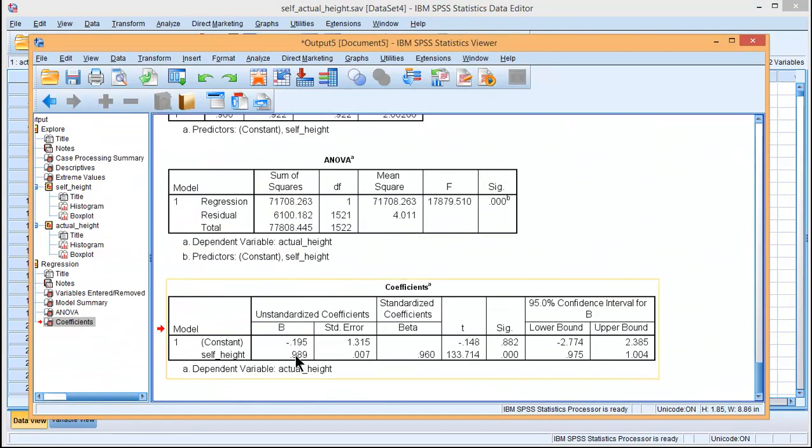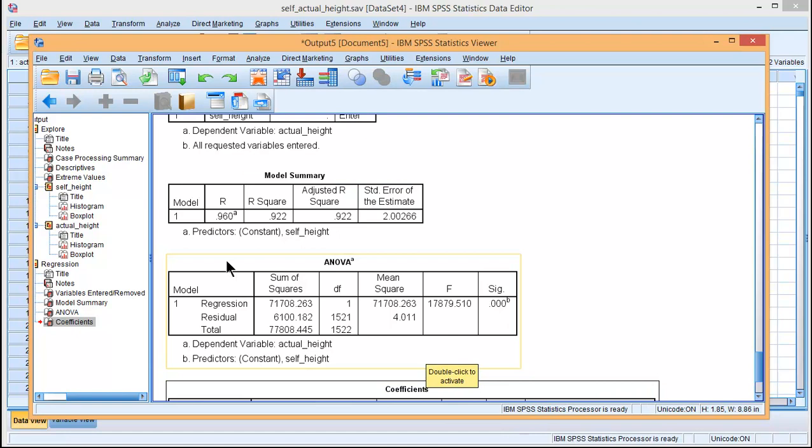And so this unstandardized beta weight says for each 1 centimeter increase in self-reported height, there is a 0.989 unit increase, like 98.9% of a centimeter increase in actual height. So people are exaggerating their height. For each centimeter, they're lying a little bit. And we can see that a 1 unit increase in self-reported height is equal to 0.989 of a centimeter in actual height. And in standardized beta weight form, that is equal to 0.96.